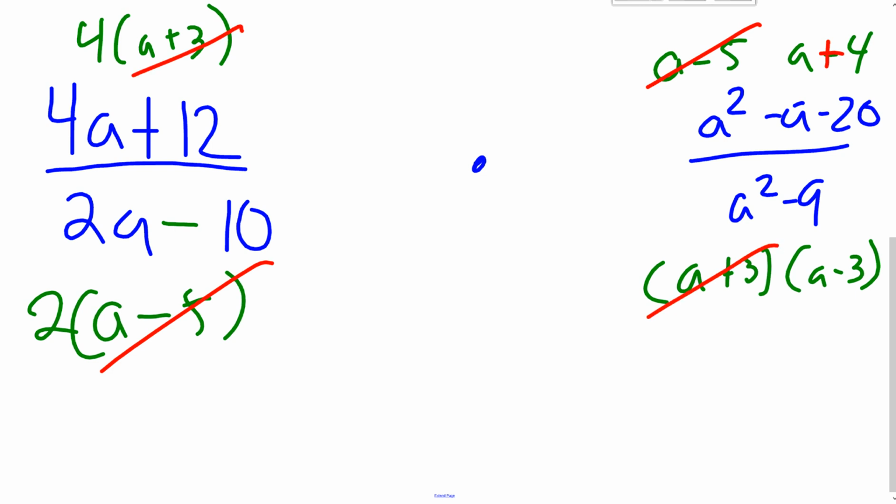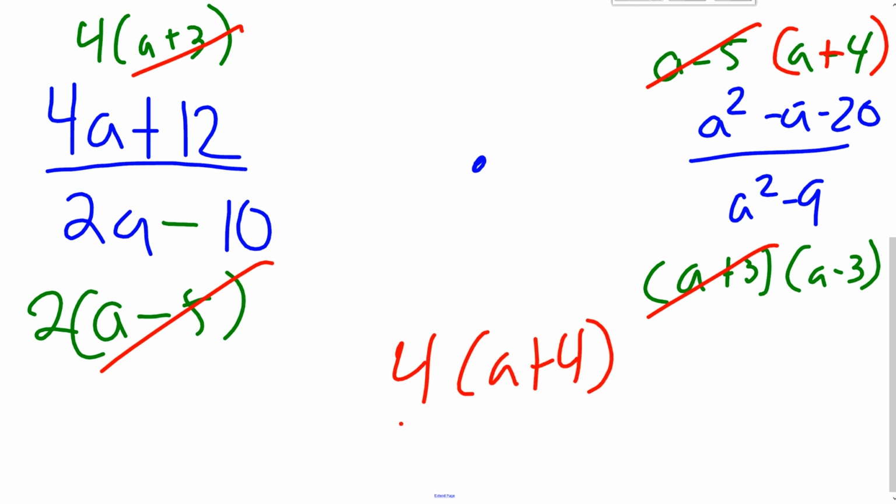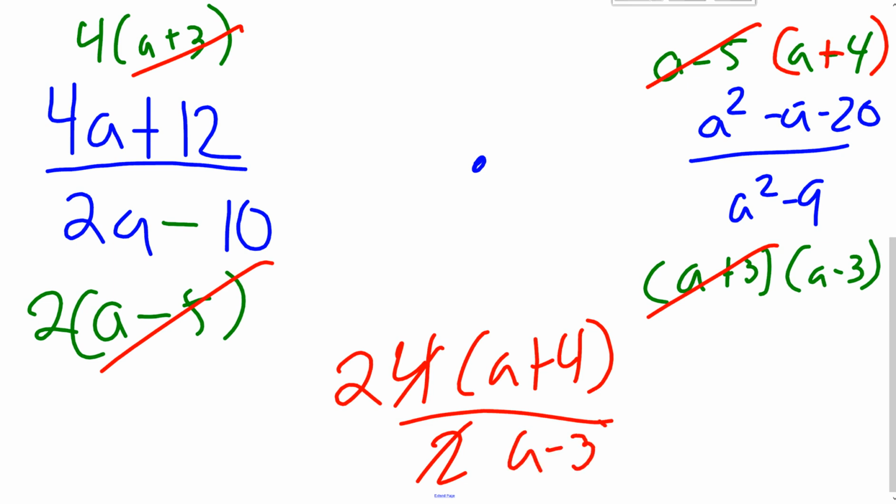And that's all we can cancel, right? Because these are not the same. You can't cancel the a's. I have to cancel same factors. So on top we have a 4 and an a plus 4, and on bottom we have a 2. So we could actually reduce that, right? So that'd be just 2 on top, and an a minus 3.